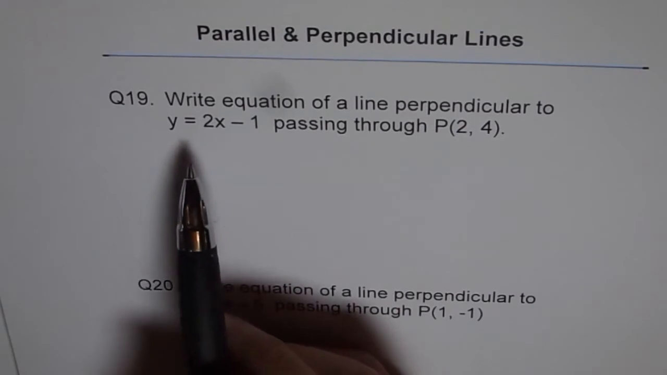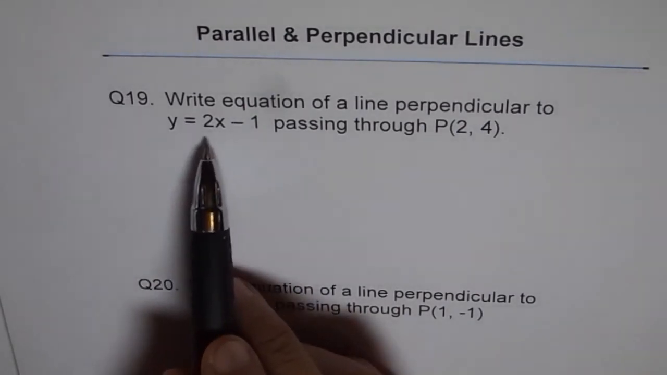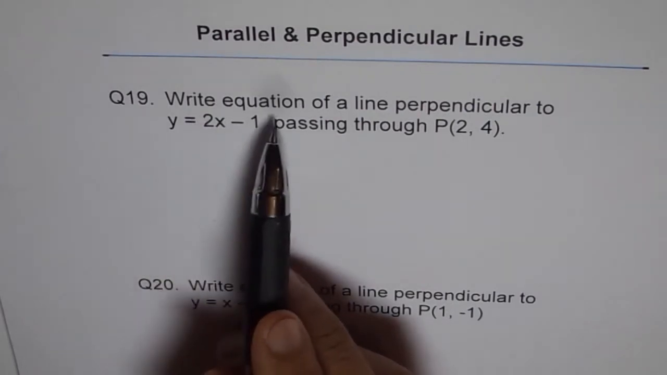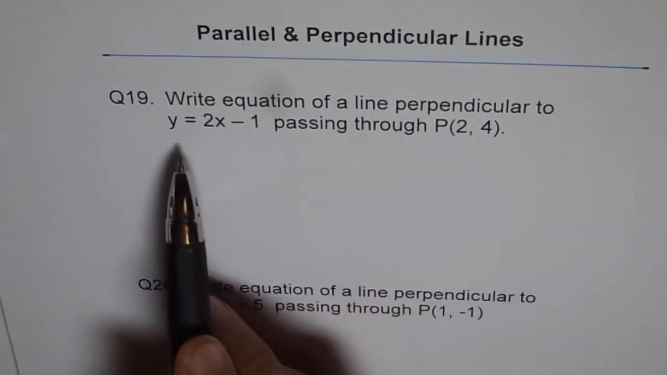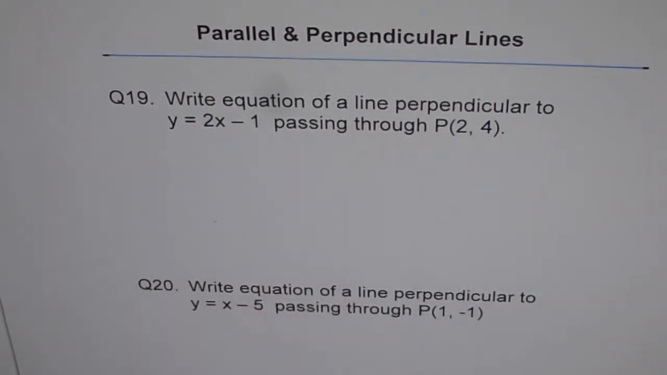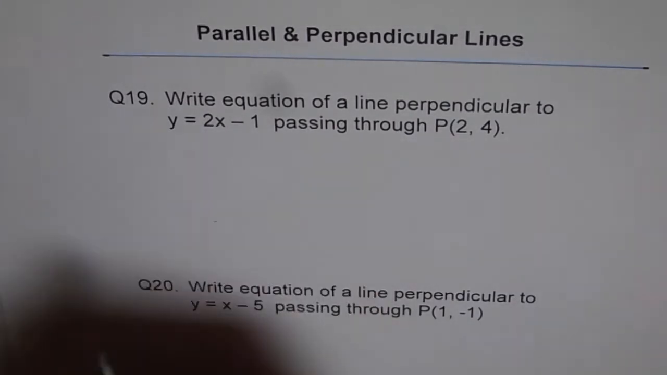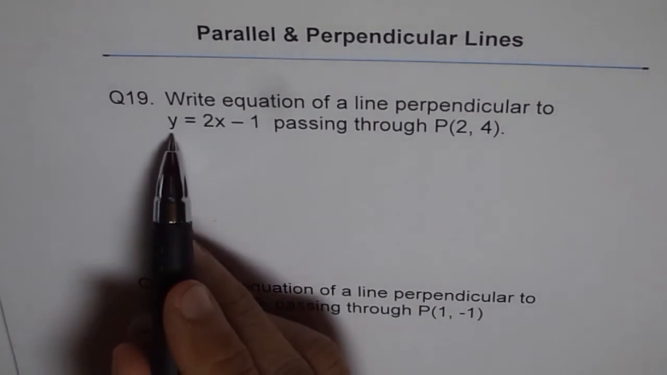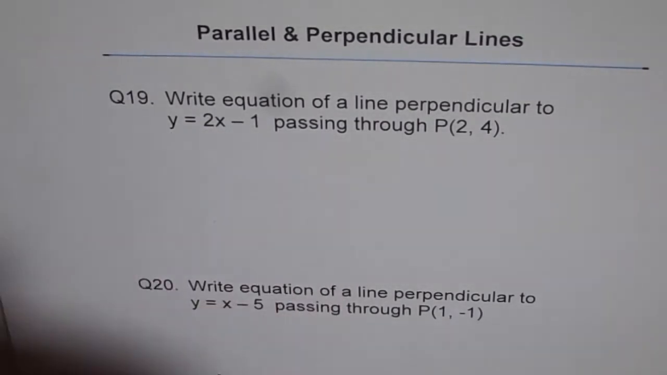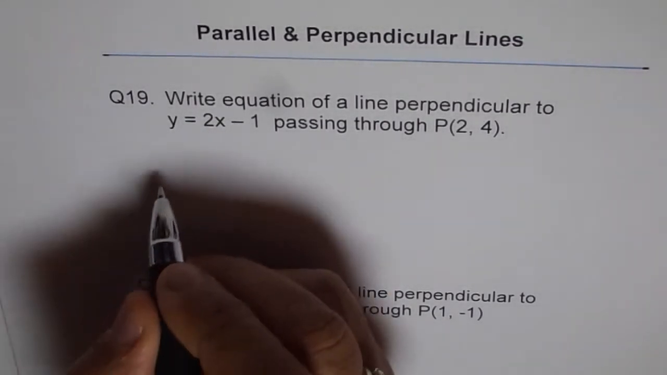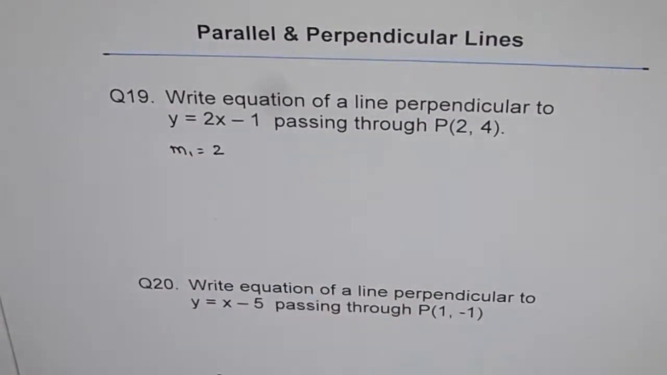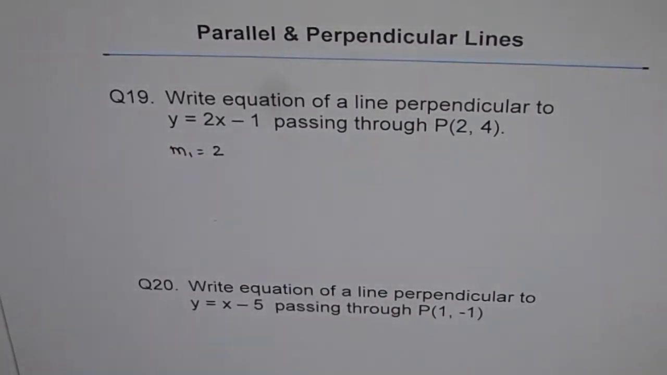Now here what we have done is already given you the equation in y = mx + b form, correct? So it says write the equation of a line perpendicular to this line passing through this point. So the first step is done for you, that is writing the equation in y = mx + b. From this equation we can say the slope of the line is 2, right? Now what should be the slope of the perpendicular line?